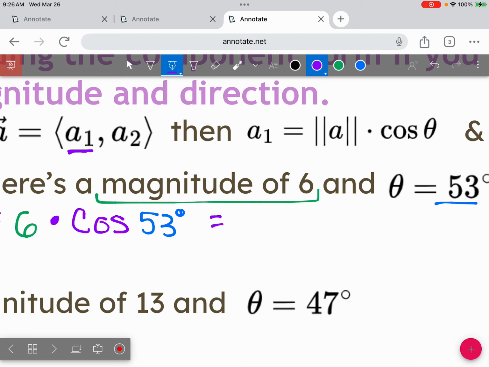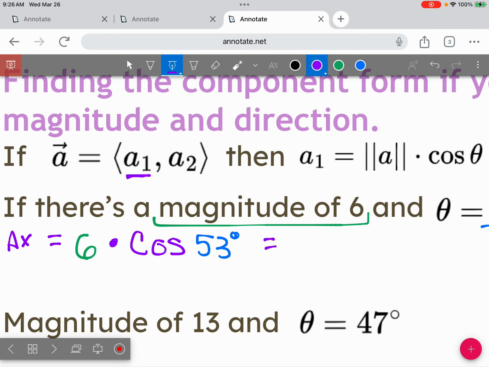If we type that into the calculator, 6 times cosine of 53, making sure we're in degree form, we get 3.610890139, and so on. It's a non-terminating, non-repeating decimal. We're going to leave this pretty much as 6 times cosine of 53. If we need an actual number there, we can type it in the calculator. But for the most part, we're going to leave it as the most accurate version, which is 6 cosine of 53.